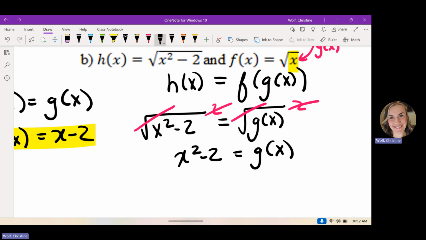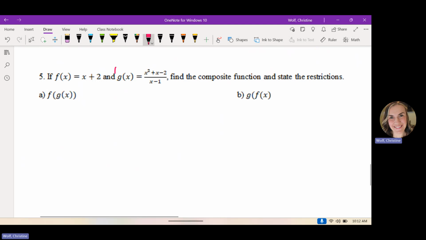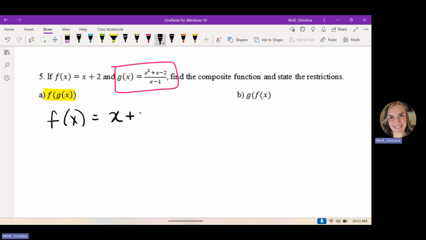All right. Last question. This is as tricky as it can get, okay? Because you will see that g of x is a rational expression. So we have a trinomial over top of a binomial, and I want to find f of g of x. So that means I take f of x, and wherever I see an x, I have to replace that x with that entire thing.